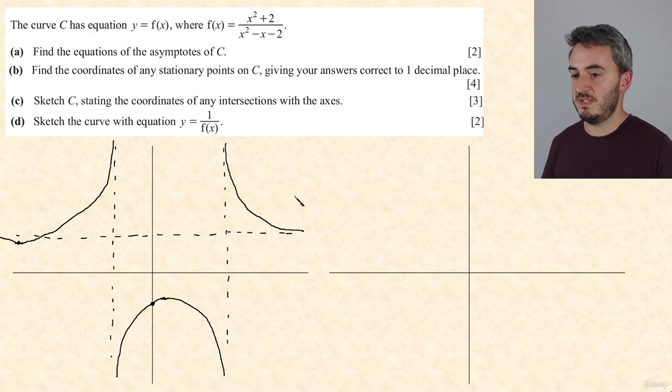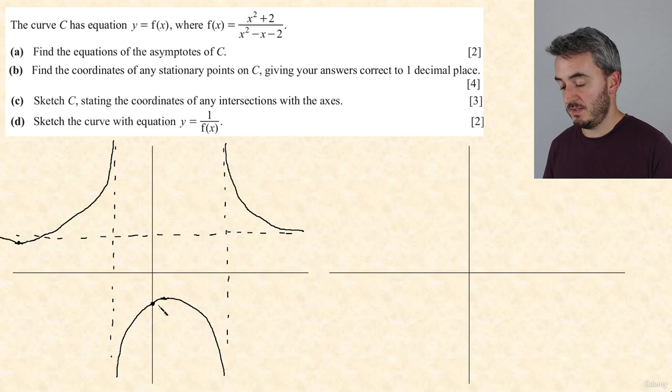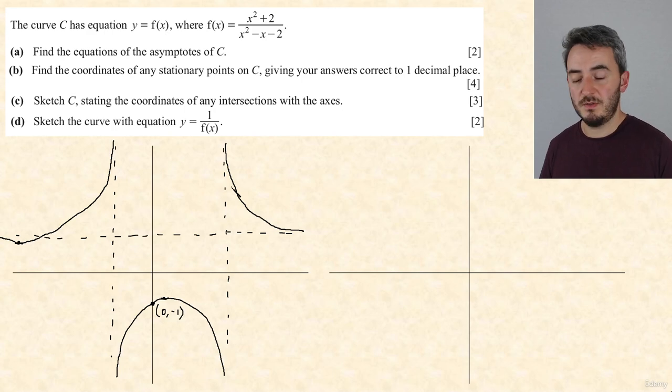Now, any intersections with the axes? Well, the only intersection with the axis is this one, which is 0, minus 1. It didn't say to state the equations of the asymptotes. We've got those, and so there's our sketch. All right, what about 1 over f of x? Now, this one is a bit of a free-for-all. No, that's not fair. It's not a free-for-all, but you've just got to kind of puzzle it out.